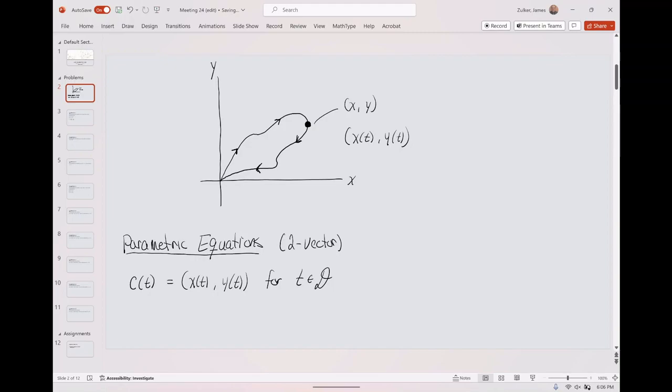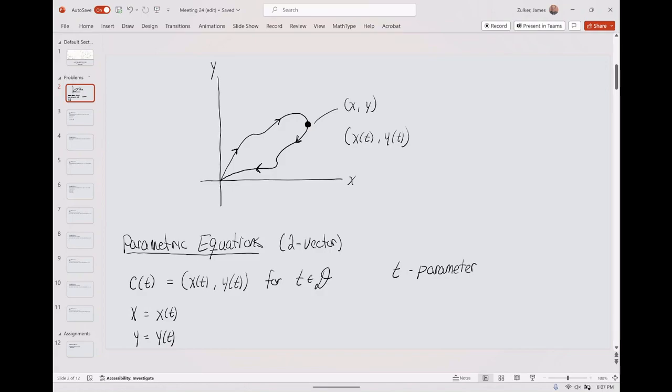So you can write it as ordered pairs, x of t, y of t, or as a set of parametric equations, x equals some equation and y equals some equation. T would be our parameter.